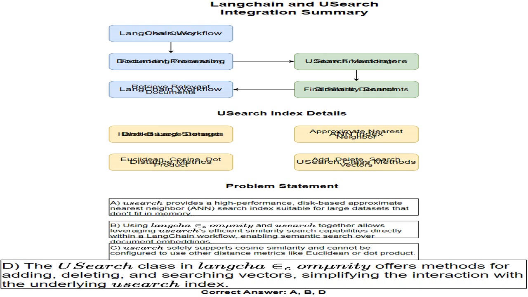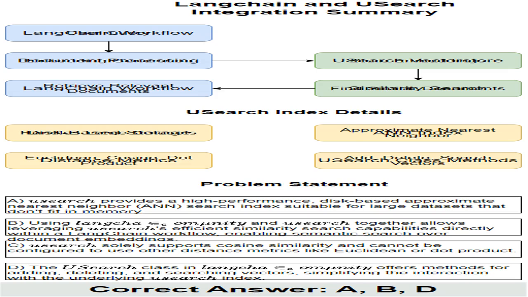The USearch class in langchain_community provides high-level methods for adding, deleting, and searching vectors. This abstraction simplifies the process of interacting with the underlying USearch index directly. These methods provide a simpler, more manageable way to perform common vector database operations. Finally, the answer to the problem statement is A, B, and D.